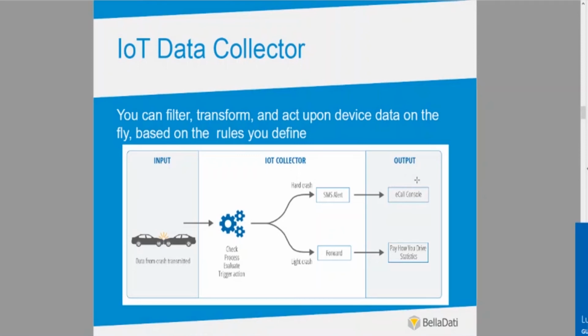propagating the information to the eco console, which is running in BellaDati. Then the light crash, it is just forwarding the message to the pay-how-you-drive statistic. So we can act based on the data received from the device.